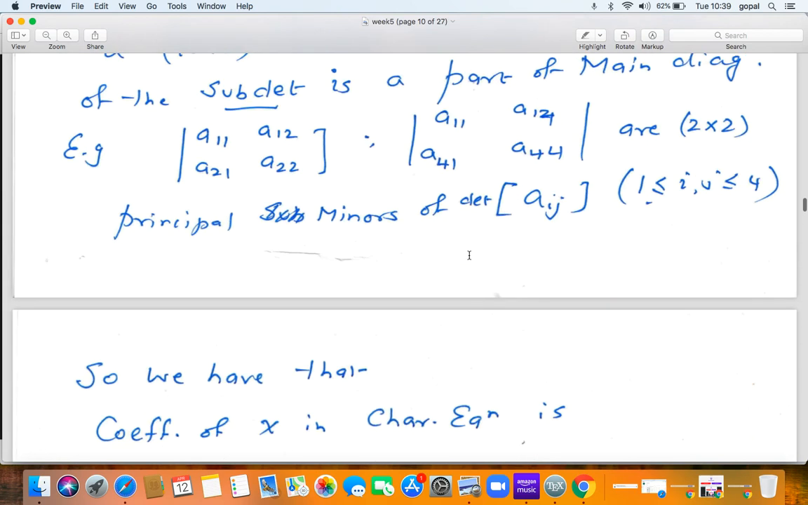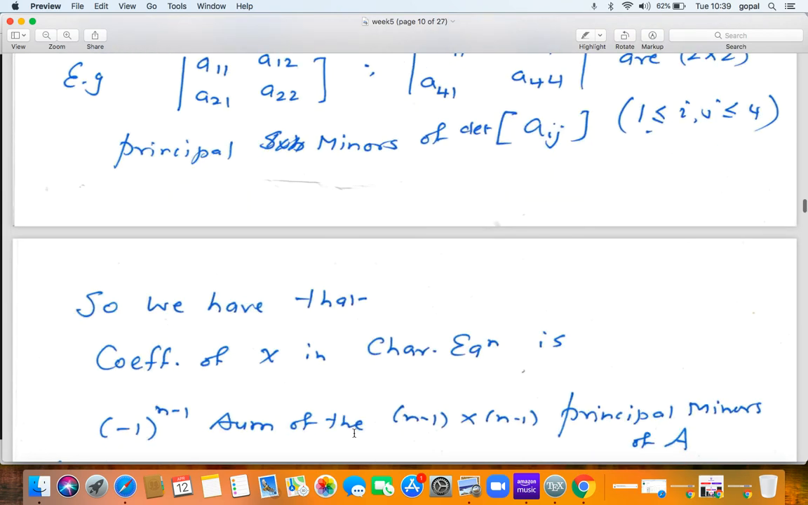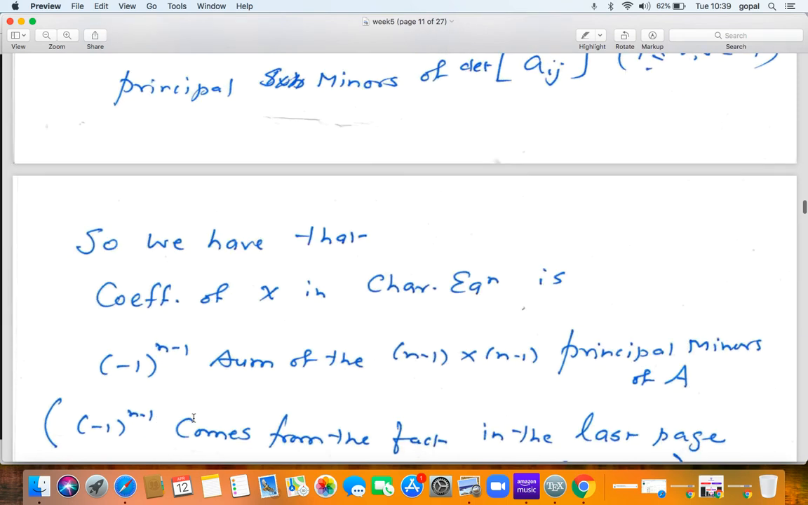So what is the coefficient of x in the characteristic equation? The coefficient of x in the characteristic equation is minus 1 to the power n minus 1 times the sum of the n minus 1 by n minus 1 principal minors of A.